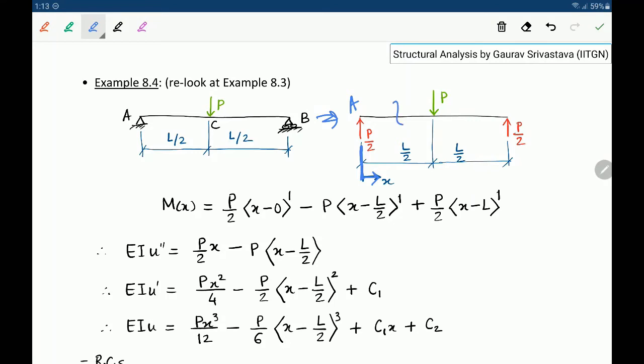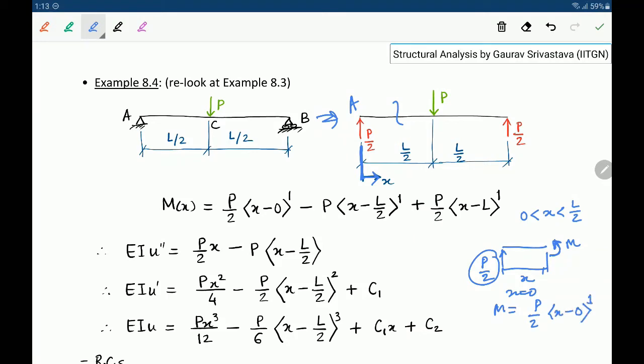If we cut at this point, right, which is between x equal to 0 to L by 2, we have a situation where there is a P by 2 load acting here. We want to calculate M of x here, and this is x, right? So this is a load which is acting at x equal to 0, and this is a concentrated load. So M will be equal to P by 2 times angular bracket x minus 0 to the power of 1, right? So this is what we have here.